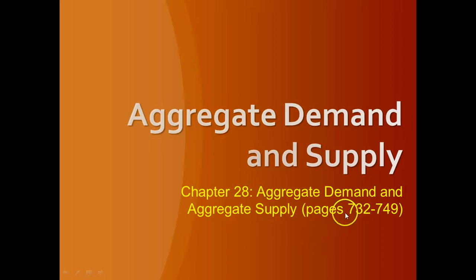All right, hi, welcome. We're going to talk about aggregate demand and aggregate supply today. It's chapter 28 of your books, pages 732 to 749. The goal is to talk about both what aggregate demand and aggregate supply are, as well as why the curves are sloped the way they are.